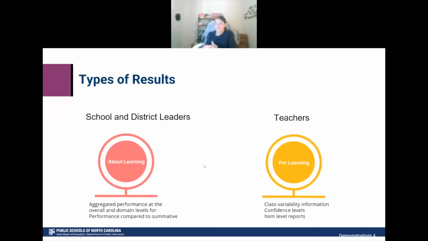All right. There are 2 types of results that we think about for an interim assessment like Transcend. The first one supports school and district leaders. In that case, it's really about the students learning. And there's aggregated performance at the overall and domain levels within each content area, and performance compared to how they're projected to perform against that summative assessment measure.